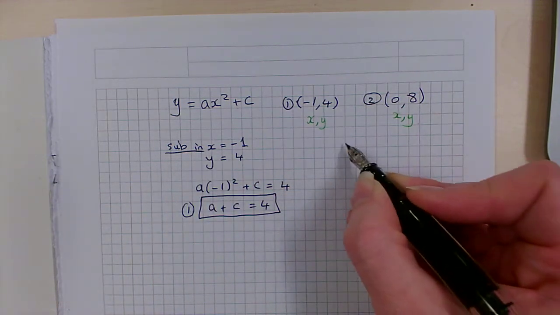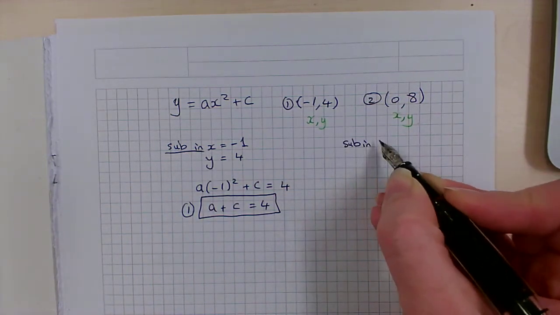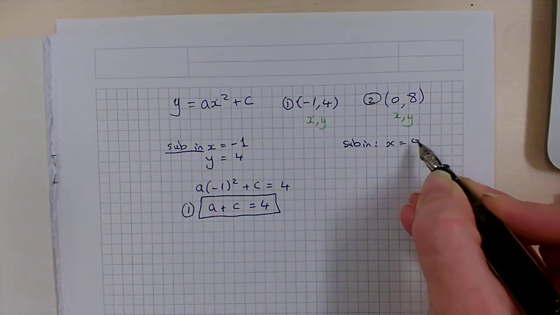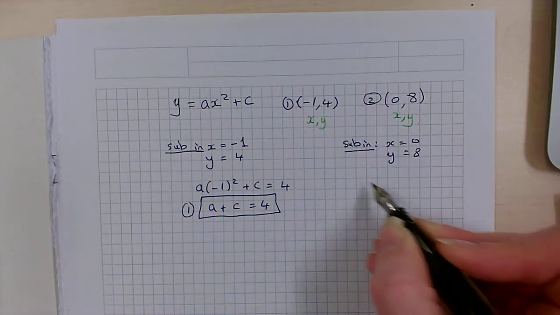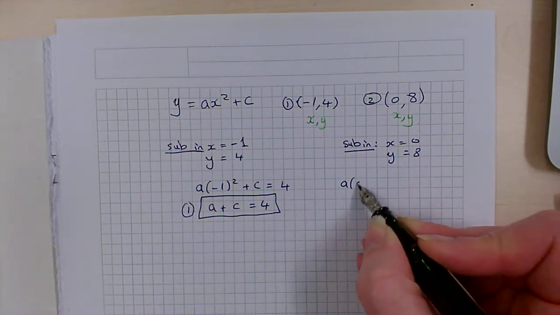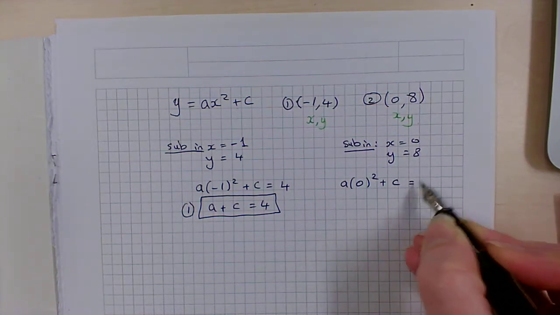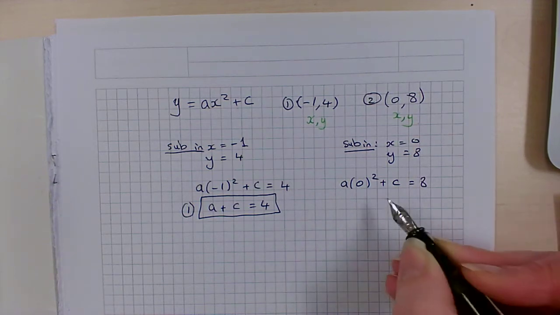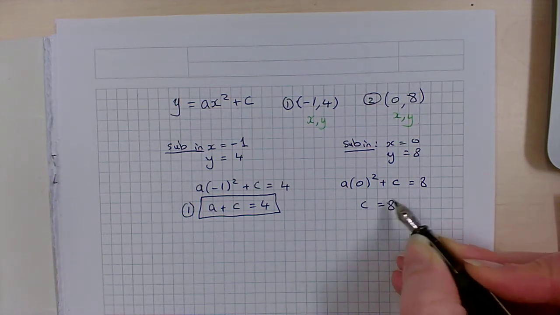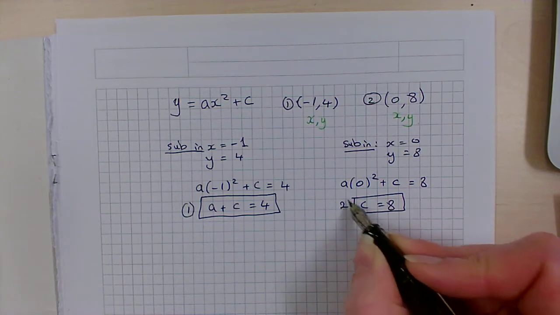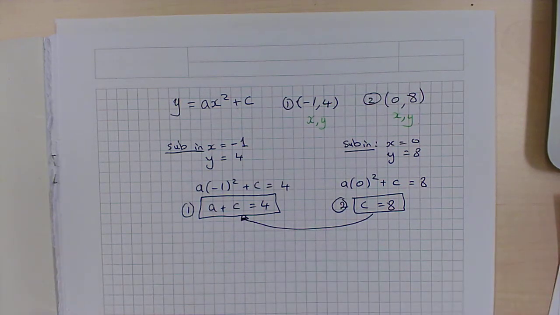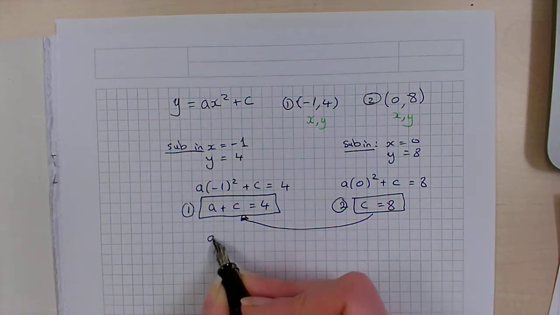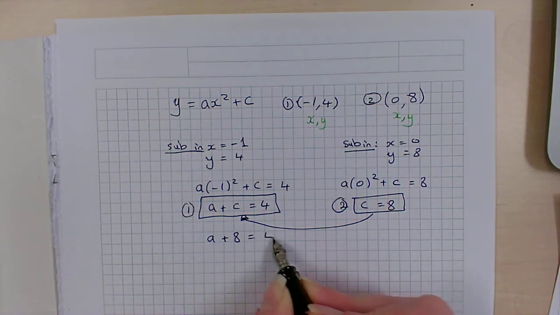I do the same thing with the other point. So when I sub in x equals 0, the y value will be equal to 8. And so I've got a by 0 squared plus c is equal to 8. And of course this goes away, so c is just equal to 8. And that's the second piece of information I have, and they made it really easy for us. We can now replace the c value over here. We didn't even have to solve simultaneous equations.